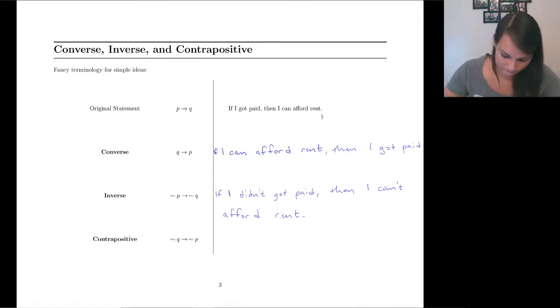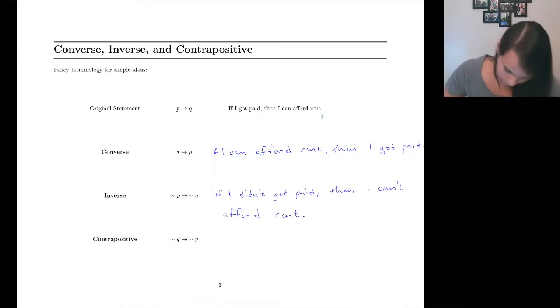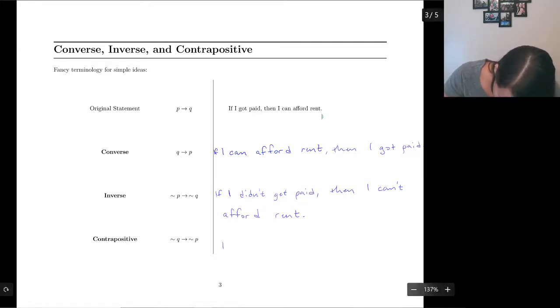Contrapositive. So we flip the order and we negate both of them. So it's kind of like converse and inverse combined. So if I cannot afford rent, then I didn't get paid.